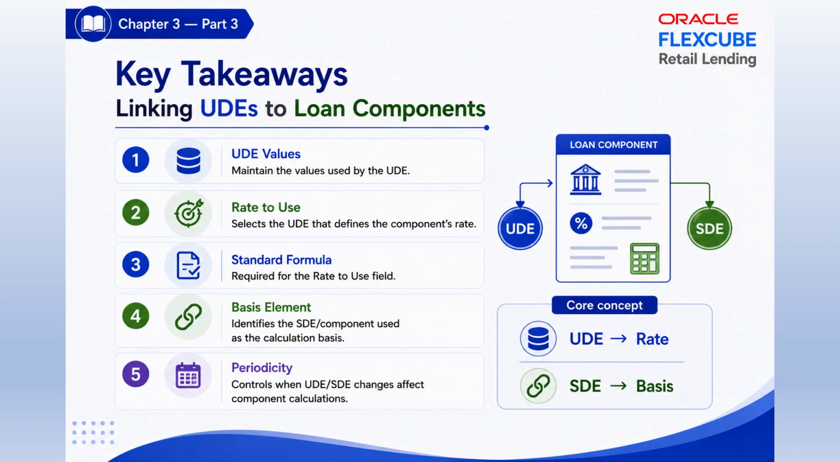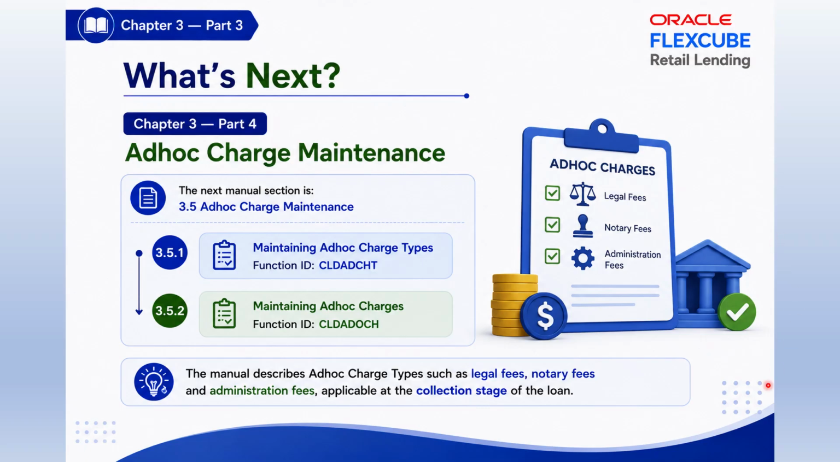Here are the 5 key takeaways. First, UDE values maintain the values used by the UDE. Second, Rate to Use selects the UDE that defines the component's rate. Third, standard formula is required for the Rate to Use field. Fourth, basis element identifies the SDE or component used as the calculation basis. And fifth, periodicity determines when UDE and SDE changes affect component calculations. The easiest way to remember the core concept is UDE Rate, SDE Basis. That brings us to the end of Chapter 3, Part 3.